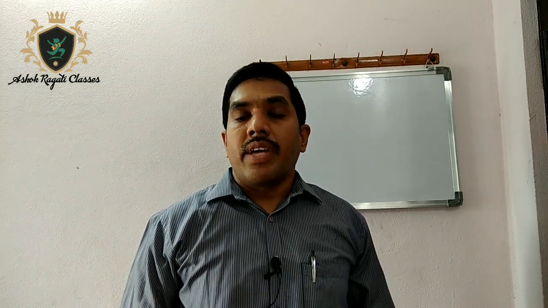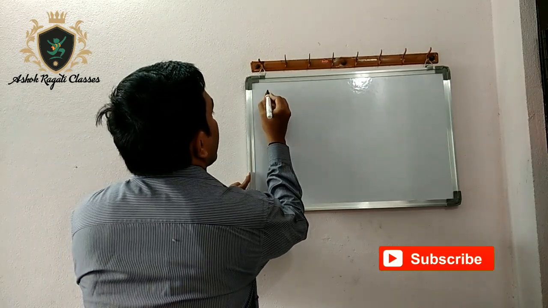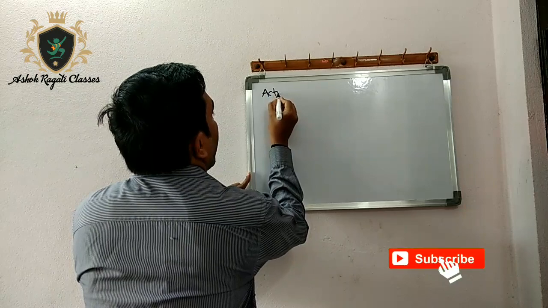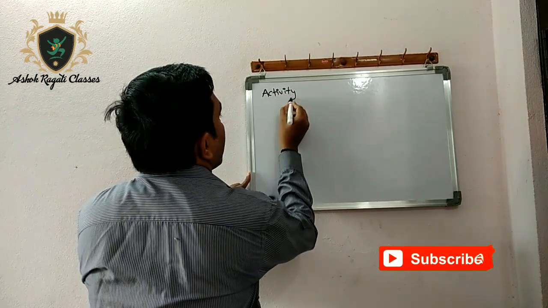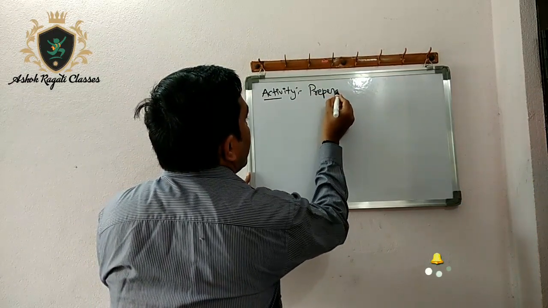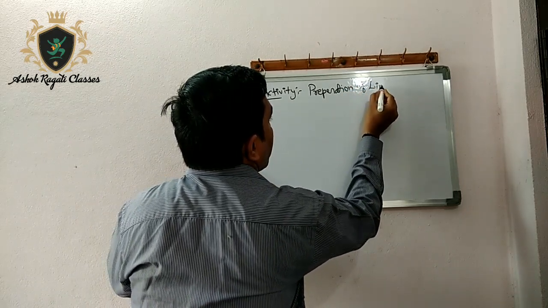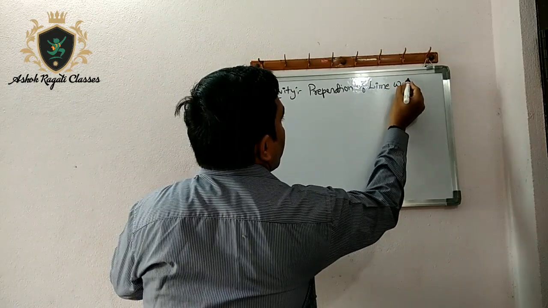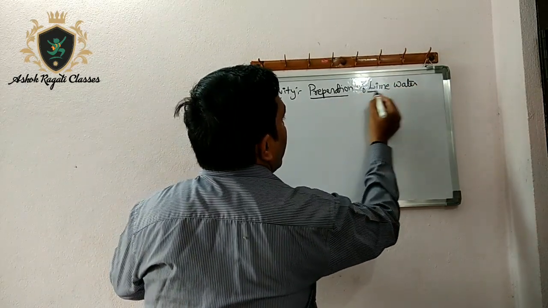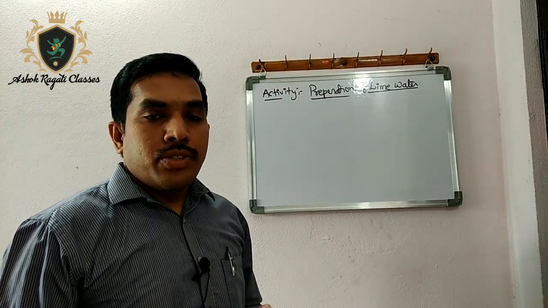Okay, so we are going to perform a chemical activity. Activity 1, preparation of lime water. In this activity we are taking two chemicals.